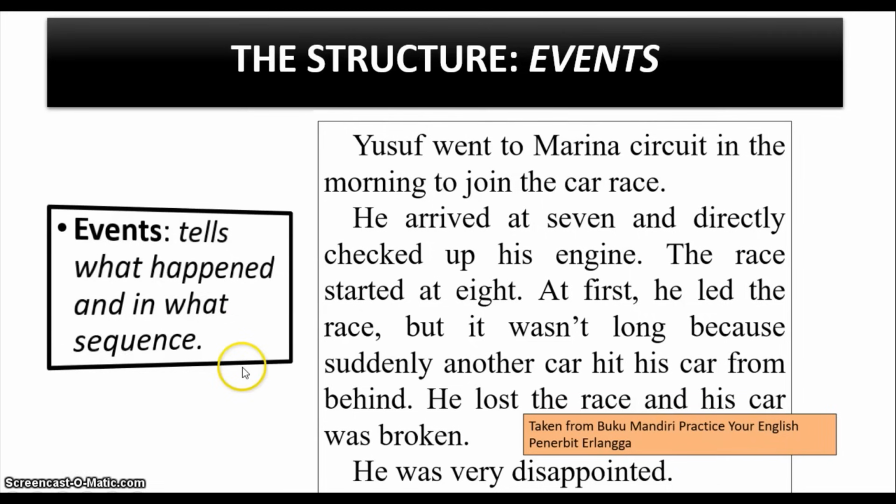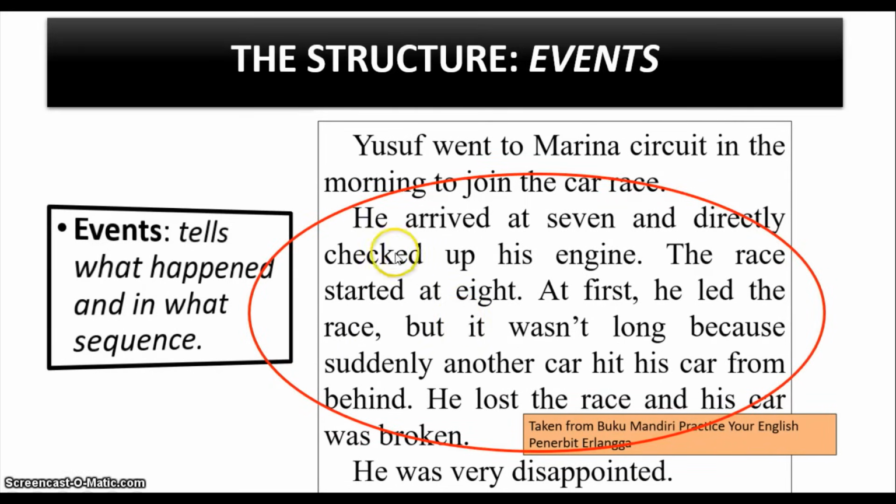And then the next one is the events. The event is the sequence of the occurrence. Okay. And then here, where can you find it, guys? Take a look, please. Right. So here, the writer introduces what happened to Yusuf. He arrived at 7, and then what he did after that, and then how the incident happened to him.